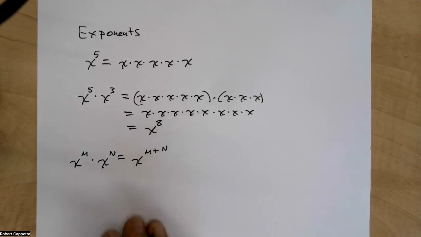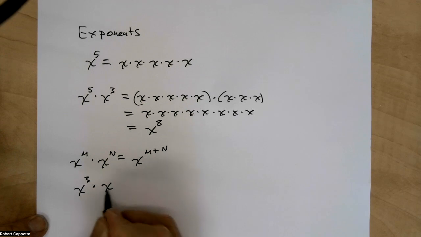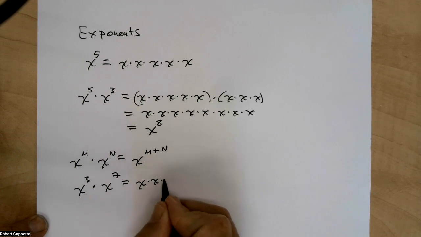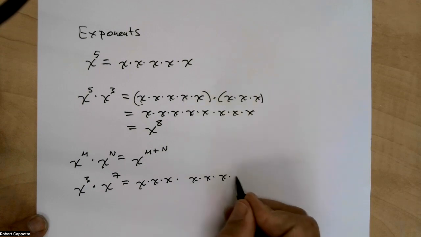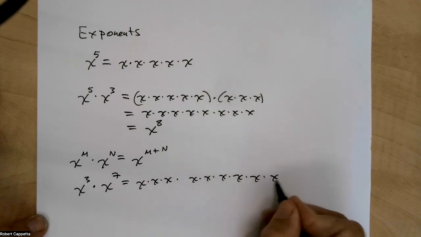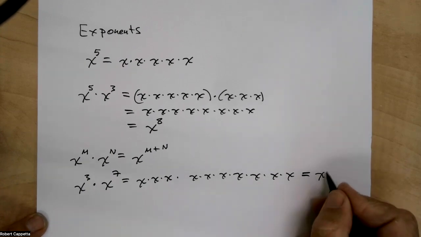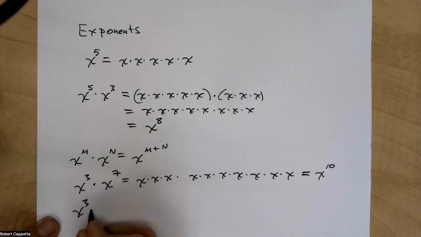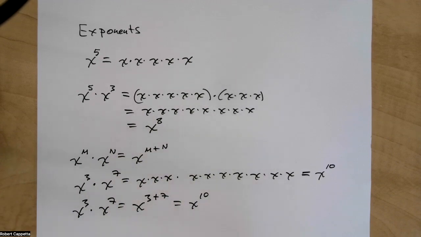One more example of that. Let's say I have x to the third times x to the 7th. If I want to multiply it all out, that'd be x to the third, x times x times x, times x to the 7th, 1, 2, 3, 4, 5, 6, 7, which is x written how many times? Which is x to the 10th power. So again, using that rule, x to the 3 times x to the 7th is x to the 3 plus 7, which is x to the 10th.